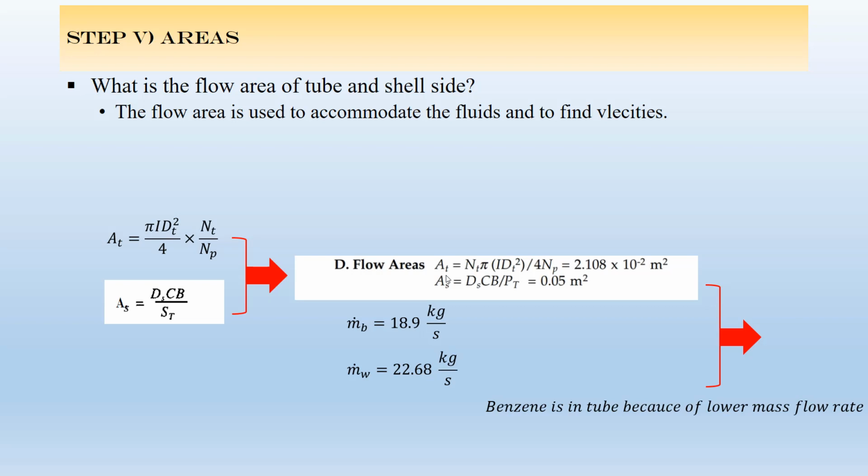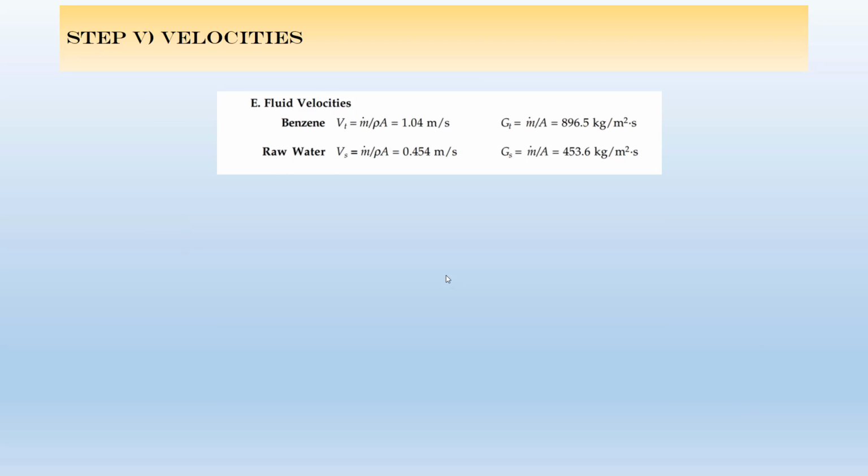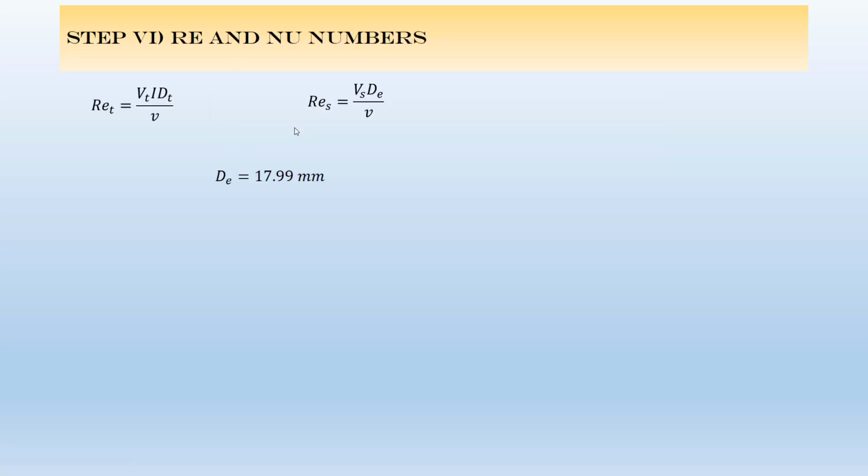Now you have the area. You can simply calculate the velocities, and then from the velocities you can calculate the Reynolds number. So for the velocities, you can simply use the m dot and then density and the area to find the velocities. Here you can see the velocity for water and benzene. Now you have the velocities. You can find the Reynolds number. Just keep in your mind that for the tube side, the Reynolds number is velocity in the tube times IDT over mu.